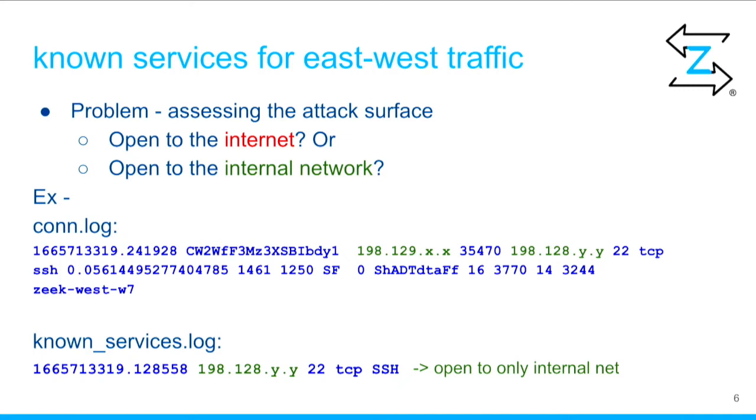I can look at the IP and know that this IP should not be open to the internet, but there is no way right now to call it out in the known_services.log file, whether that IP is open to the internet or open to the local network. So that's the challenge for east-west traffic monitoring and the current known_services.log file that gets generated for that traffic.